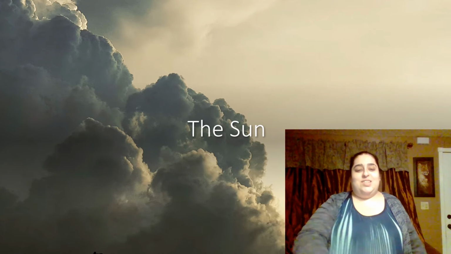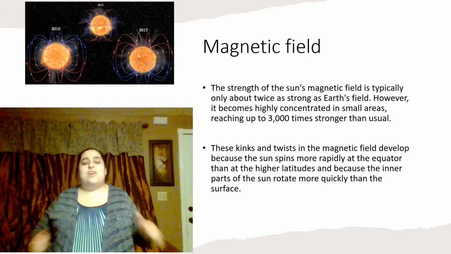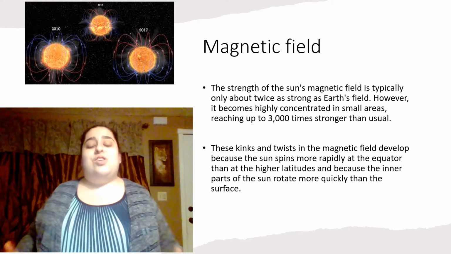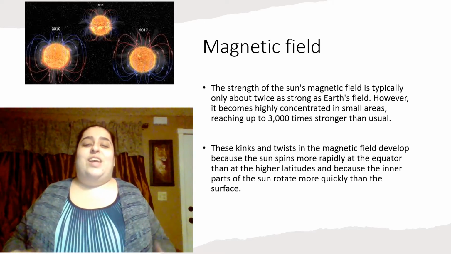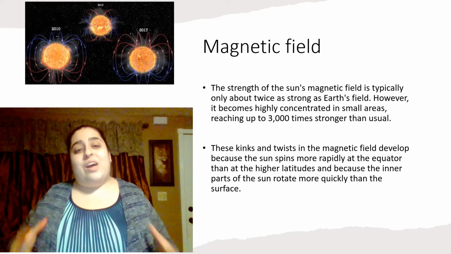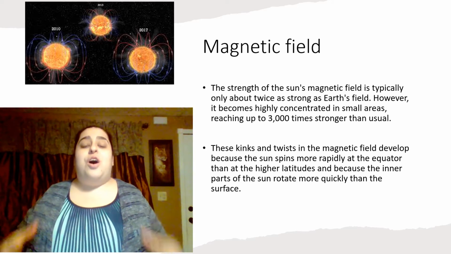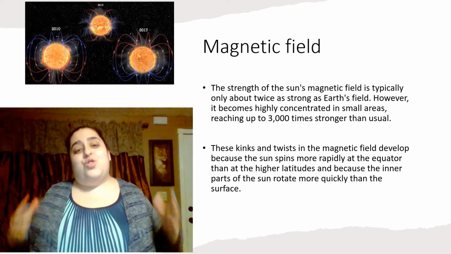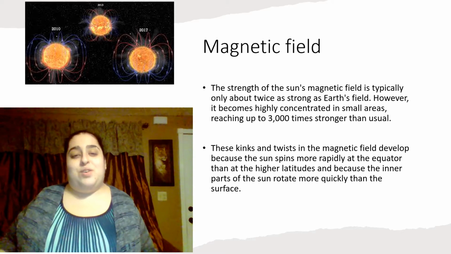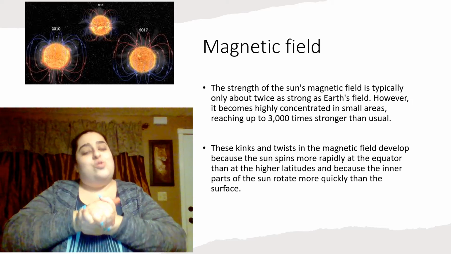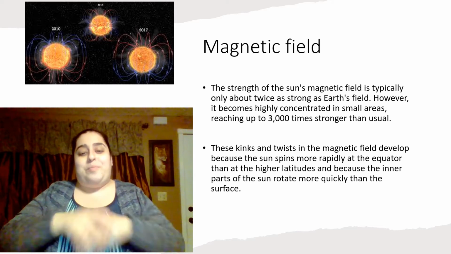Here we go. So the first thing we're going to be talking about is the magnetic field of the sun. The sun is not as strong as Earth, but it does have a small area where it reaches up to 3,000 times the usual magnetic field. So during that small area, the sun is super, super strong.